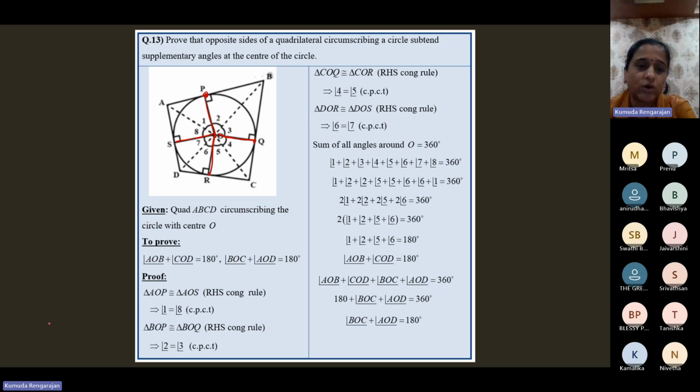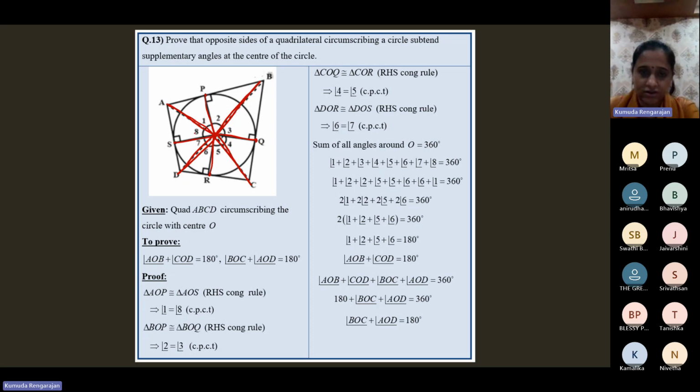This one we already joined to understand the angles AOB, BOC, COD, DOA. This one we already connected to understand the angles made by the opposite sides. Apart from this, what you have to join is the points of contact to the center.